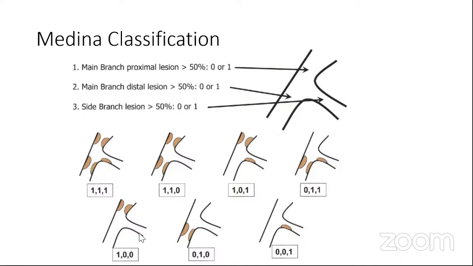You can see here some examples. Lesion here, that is 1; lesion here, 1; lesion here, 1. You can see here no lesion on the proximal, 0. Lesion on the distal, 1. No lesion on the branch, 0, 1, 0. And so on.